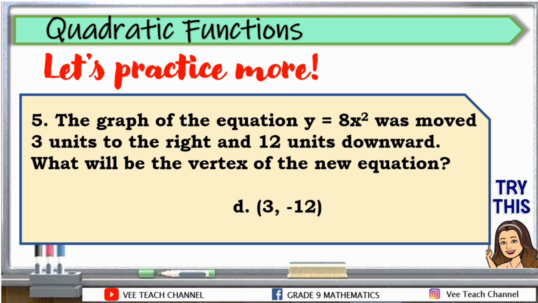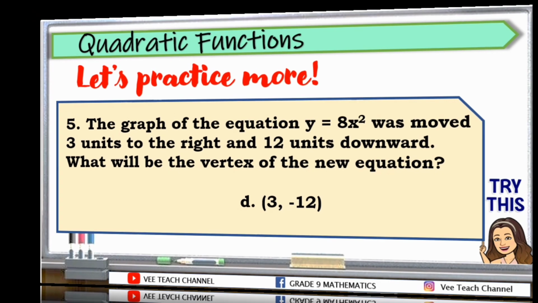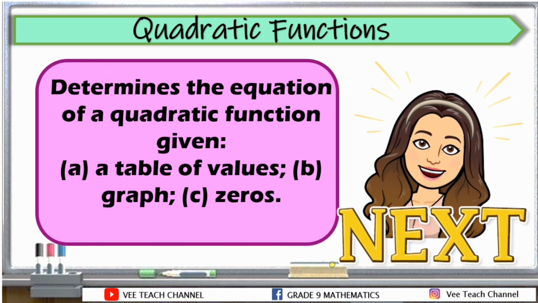Ilan ang score mo? Dapat 5 or 4 yung iyong score. Kung mababa, pwede mong balikan yung video and panoorin mo ulit. Pero, madali lang, diba? Tandaan nyo lang yung mga keywords natin or mga clues natin para sa movement ng H and movement ng ating K. At syempre, wag din kalimutan yung movement ng A natin. Sa susunod naman, aalamin natin kung papaano natin malalaman ang equation ng ating quadratic function given yung mga table of values, yung graph, and yung zeros ng ating quadratic function.